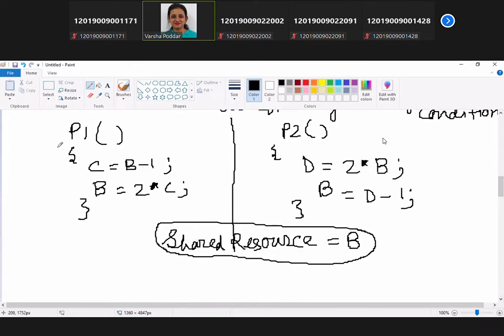Now see, if I number the instructions, just randomly I'm numbering, based on the order of execution, how many different values of B, the shared resource, you can produce? This type of questions are very common that you can face.